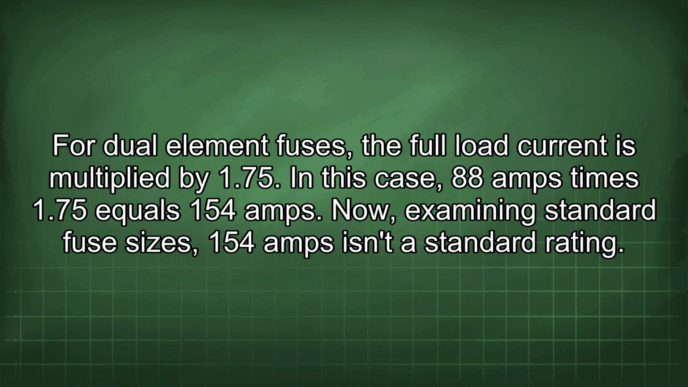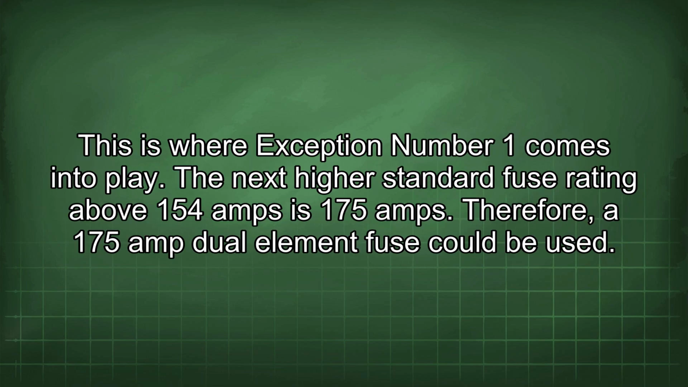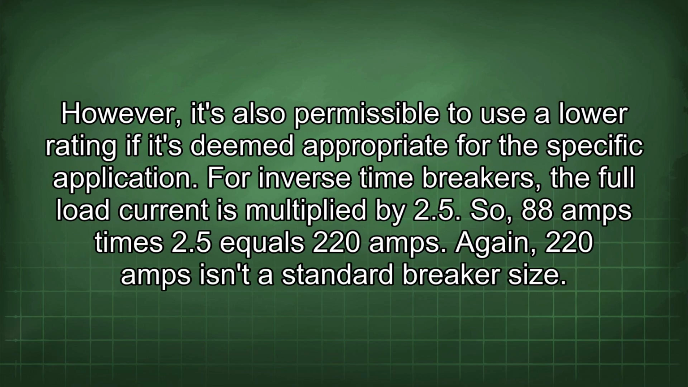Now, examining standard fuse sizes, 154 amps isn't a standard rating. This is where exception number 1 comes into play. The next highest standard fuse rating above 154 amps is 175 amps. Therefore, a 175 amp dual element fuse could be used. However, it's also permissible to use a lower rating if it's deemed appropriate for the specific application.